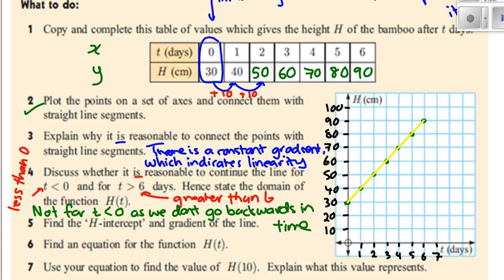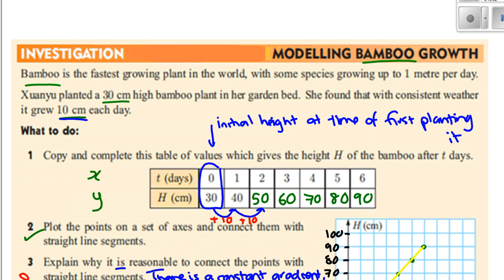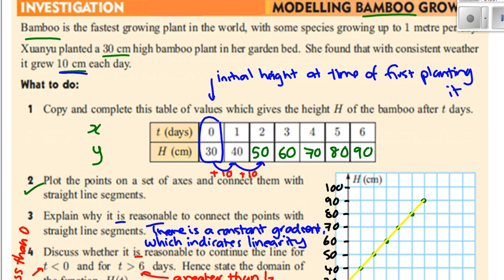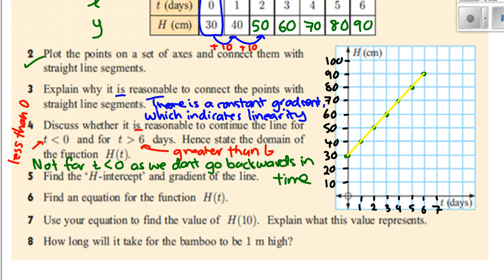What about for times greater than 6? It's kind of interesting. At this point, we don't know what happens. Maybe after 6 days, is there a limit to how high bamboo grows? Maybe it doesn't grow higher than 90 centimetres, or maybe there's a certain amount of nutrients in the soil. We don't know what's going to happen after 6 days. Don't draw this, but maybe it'll flatten out like that, or maybe it'll curve up. We don't know. Is it going to keep following that trend?